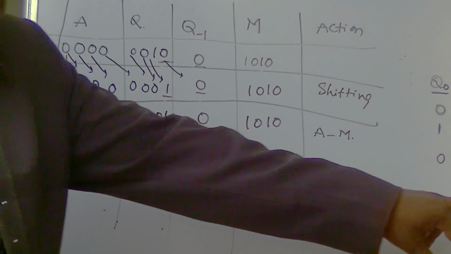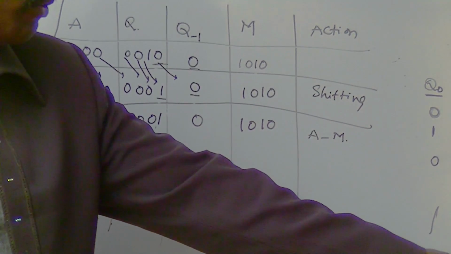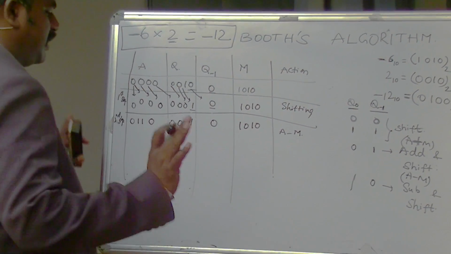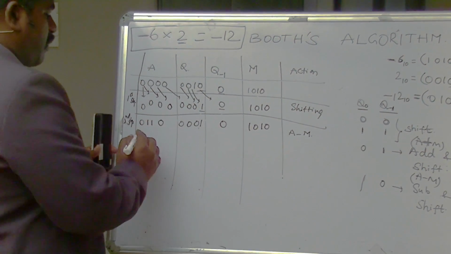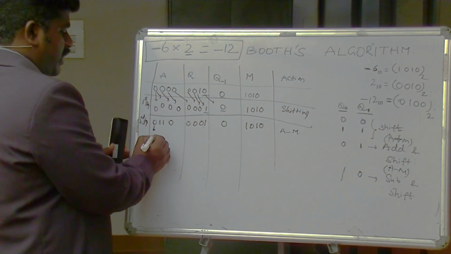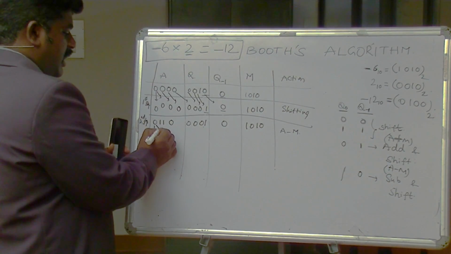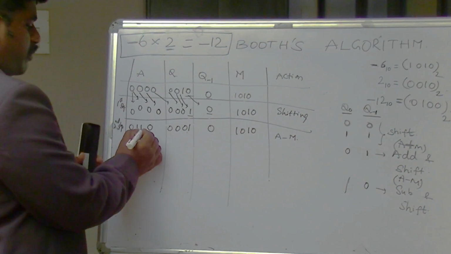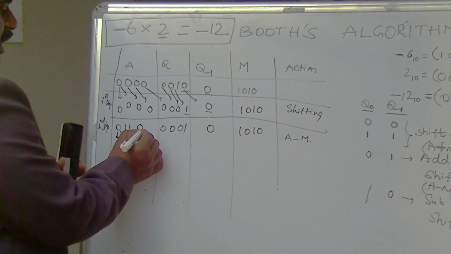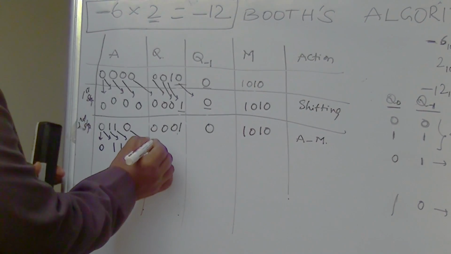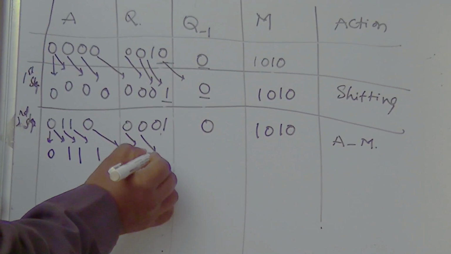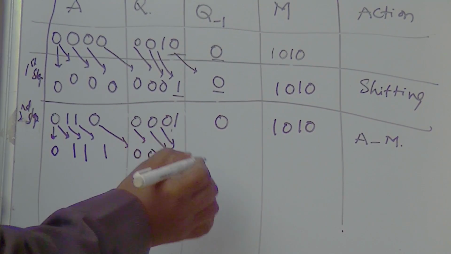After doing A minus M, we have to go for a right shift. As I told you in the previous step, the same right shift we do here also. We keep the first bit as it is, then this first bit is right shifted to here, this one shifts to here, and this one comes here. Then this 0 goes to this position, the next 0 comes here, and this 0 comes to the position.